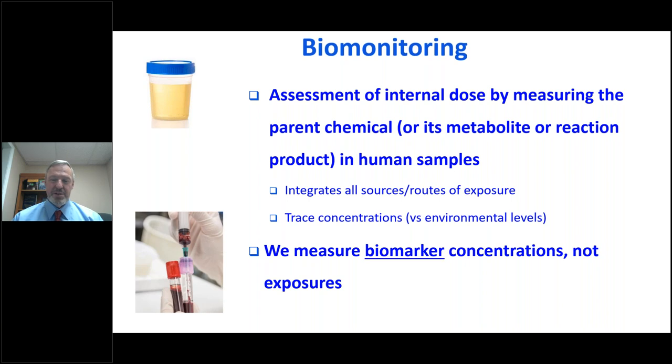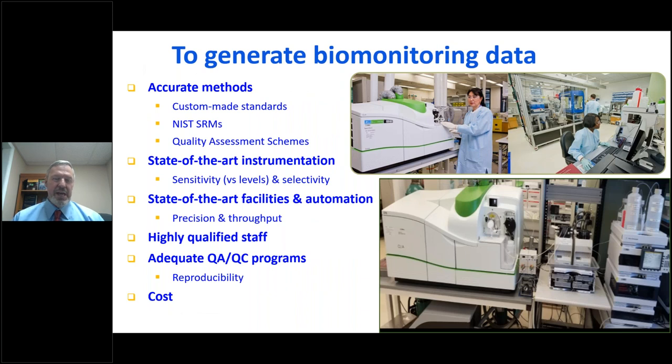So we do measure biomarker concentrations, not actual exposures. To generate that, we have highly accurate, sensitive methods. We sometimes have custom-made standards. We work with the National Institute of Standards and Technology to develop standard reference materials as gold standards so that we have the best available reference materials for developing the methods, validating the methods, and ongoing. We have quality assessment schemes, either internal, or we have a lot of external quality assessment schemes to ensure that our data is correct. We have state-of-the-art instrumentation, sensitivity and selectivity.